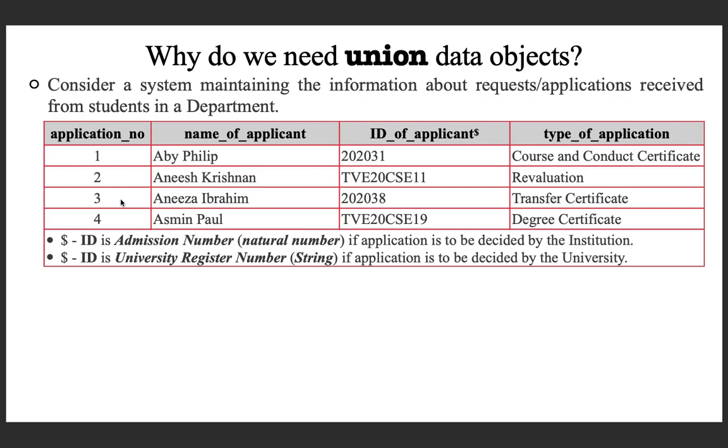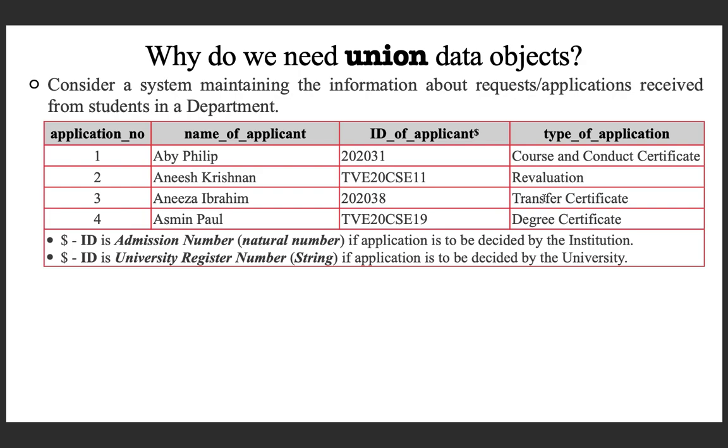And if you look at the second application, this is the application number submitted by Anish Krishnan, and you see that now the ID of the applicant is TVE20CSE11, so another ID, and the application is reevaluation. This particular application is forwarded to the university because reevaluation for a university examination is to be decided by the university.